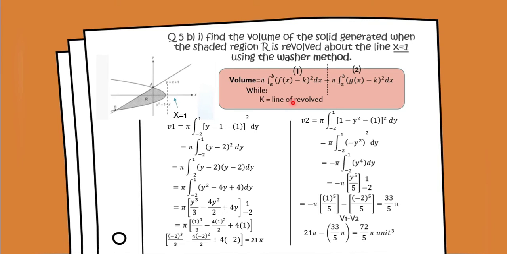To make it simple, just separate this formula into two categories: the first category and the second category. The first category is pi integral of (y minus 1) squared dy. Why do I say y equal to 1 is f(y)? It is because x equal to y minus 1 is the equation that is far away from the line of revolution, and 1 is the value of k, which is the line of revolution.